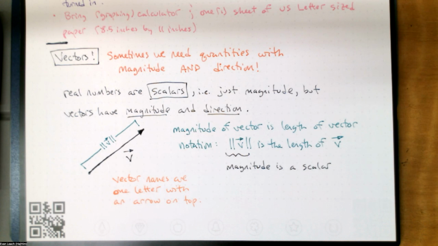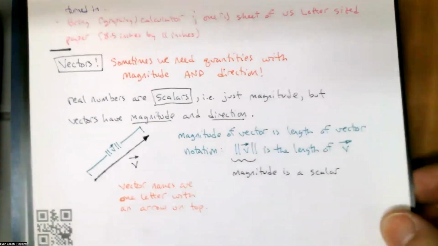Part one, vectors have magnitude and direction. We denote vectors with the one letter name and an arrow on top. And we put double absolute values around it to indicate the magnitude. That's the length of the vector. So that's how we indicate the length of the vector, the magnitude of the vector. We need to indicate the direction, so let's talk about the direction.